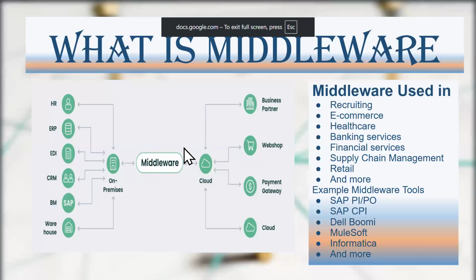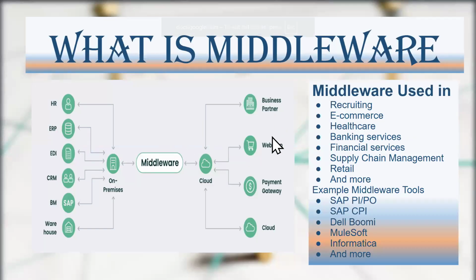Here the middleware can connect with business partners, web shops, payment gateways, and cloud systems, and it can also connect with on-premises systems as well. Middleware is used in different types of industries like recruiting, e-commerce, healthcare, banking services, financial services, supply chain, retail, and many more. Example middleware tools in the market are CPI, PI/PO, Dell Boomi, MuleSoft, Informatica, SnapLogic, and many more.